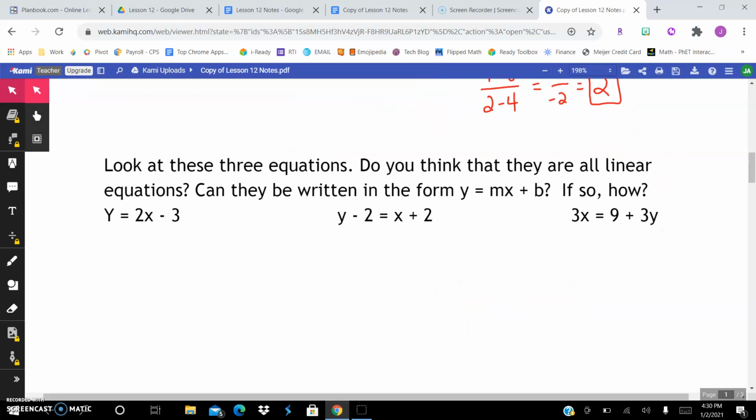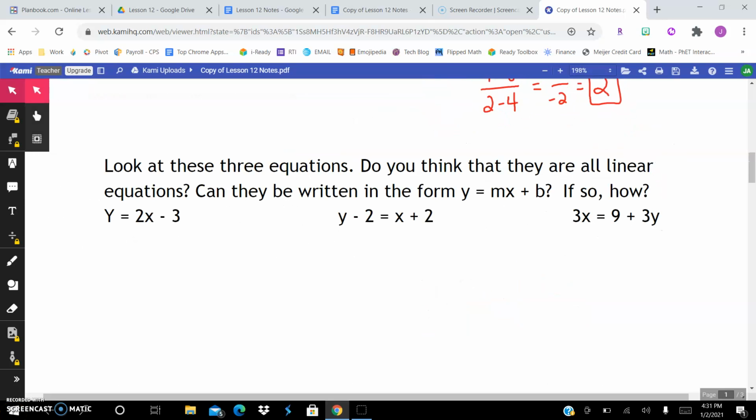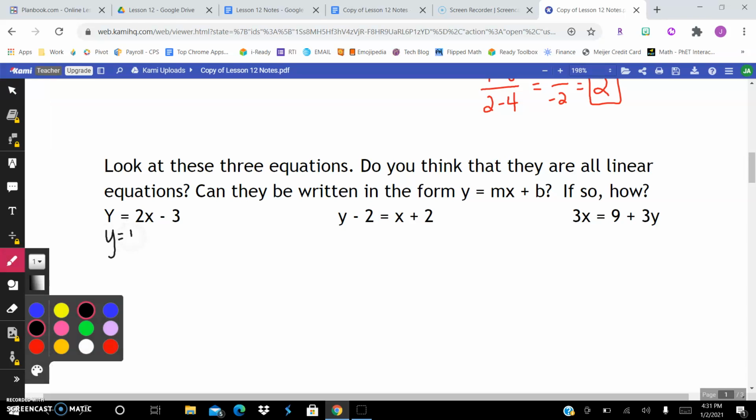Now we're given these 3 equations and we need to figure out if they're all linear. And if they're all linear, they can all be written in the form of y equals mx plus b. So looking at this first one here, if I write y equals mx plus b, this one is already written in that form. So that one is definitely linear. There it is, a linear equation.